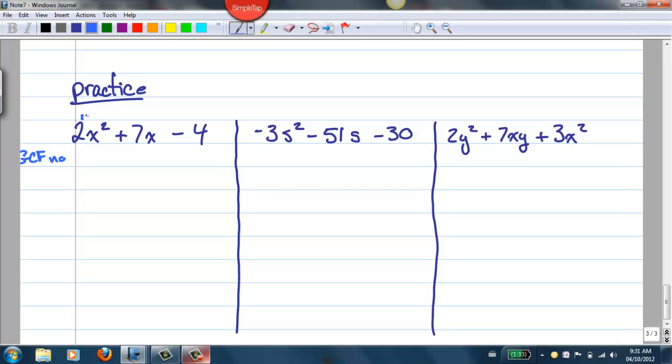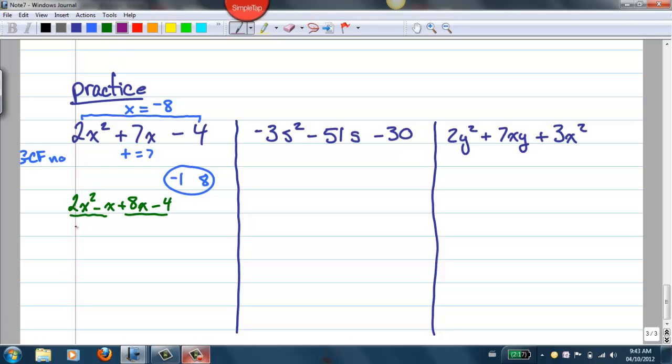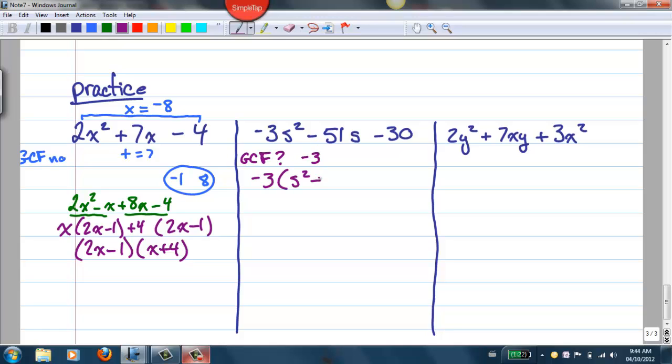Welcome back. So we look for a greatest common factor. Two numbers that multiply to equal negative 8 and add to equal 7. Making a list here, so negative 1 and 8 has a product of negative 8 and a sum of 7. Break up the middle term, factor by grouping. Notice that the brackets need to be the same, and the leftover bits make up my second factor. In this case, I pull out a negative 3.